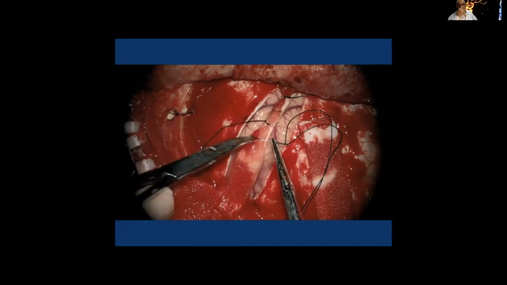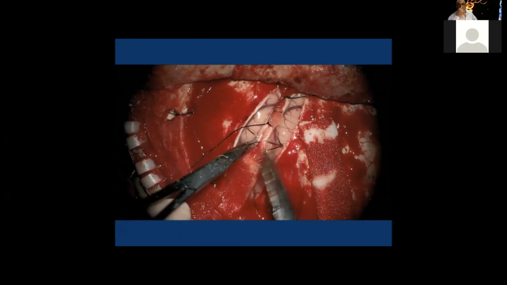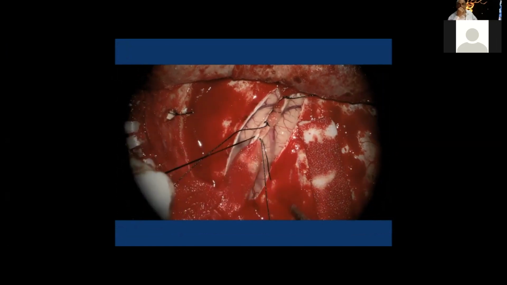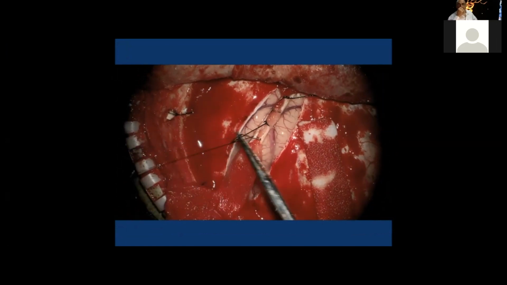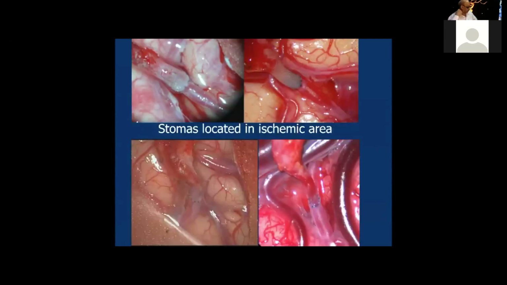So I make a strip of gel foam to make a roll like this. I call this roll the Chinese spring roll. You can keep the integrity of the MMA while at the same time getting hemostasis of the MMV. The stoma is located in the ischemic area.